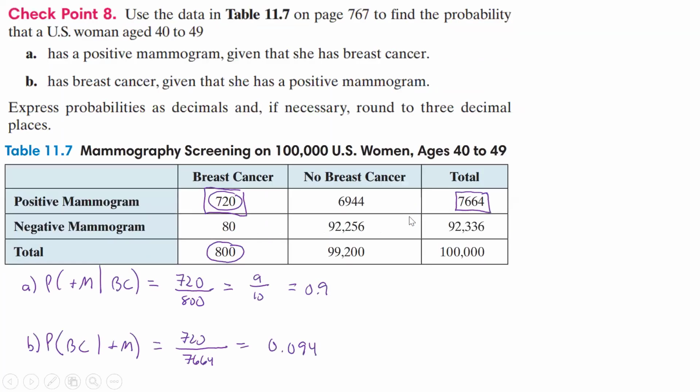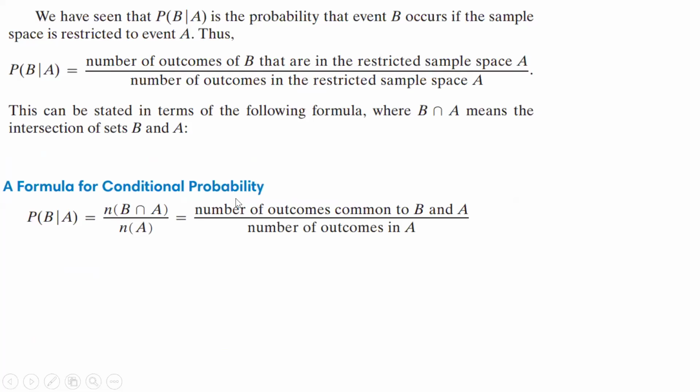Now we've seen that several times. Here, that's our sample space. Here, that was our sample space. And this was, in both cases, our numerator, which is the number of outcomes that are in that restricted sample space. Okay. Now, this can also be stated using set notation and set theory, where B intersect A means the intersection of B and A. So the probability of B given that A occurs is equal to the number of B intersect A, where they have the same outcomes, divided by the number of outcomes of A.